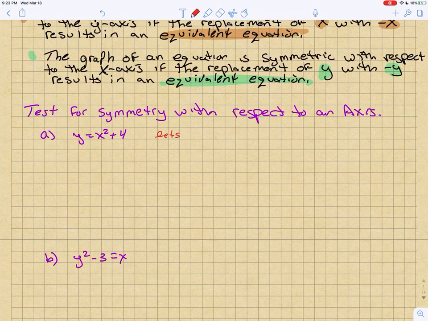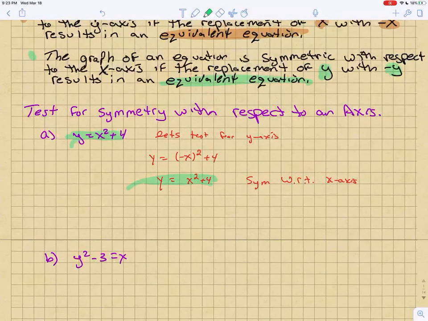So let's test for the y-axis first. That means I'm going to replace x with the opposite of x. So y equals the opposite of x, squared, plus 4. Y equals, when I square the opposite of x, that becomes positive x squared plus 4. That's the original equation. So we would say that it is symmetric with respect to the y-axis, because this equation and this equation are the same after the replacement of x with the opposite of x. If it's symmetric with respect to the y-axis, then we don't need to check the other.